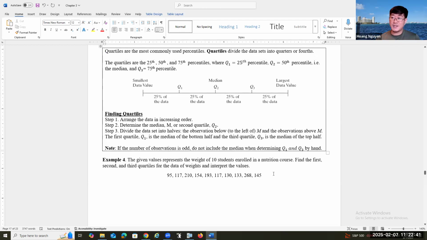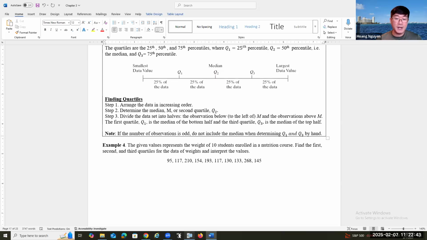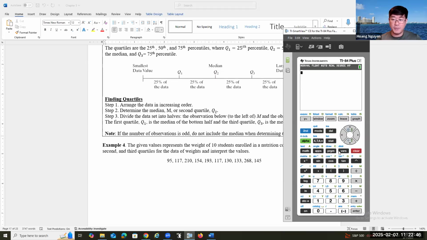Okay, so let's give it a try for this concept of the quartile, right? I'm going to use a calculator to make this calculation easier. I'm going to go to edit and input the data onto my list, and then ask the calculator to help me arrange it. So we have 95, 117, 210, 154, 193, 117, 130, 133, 268, and then 145. Okay, so those are the 10 values that we got.